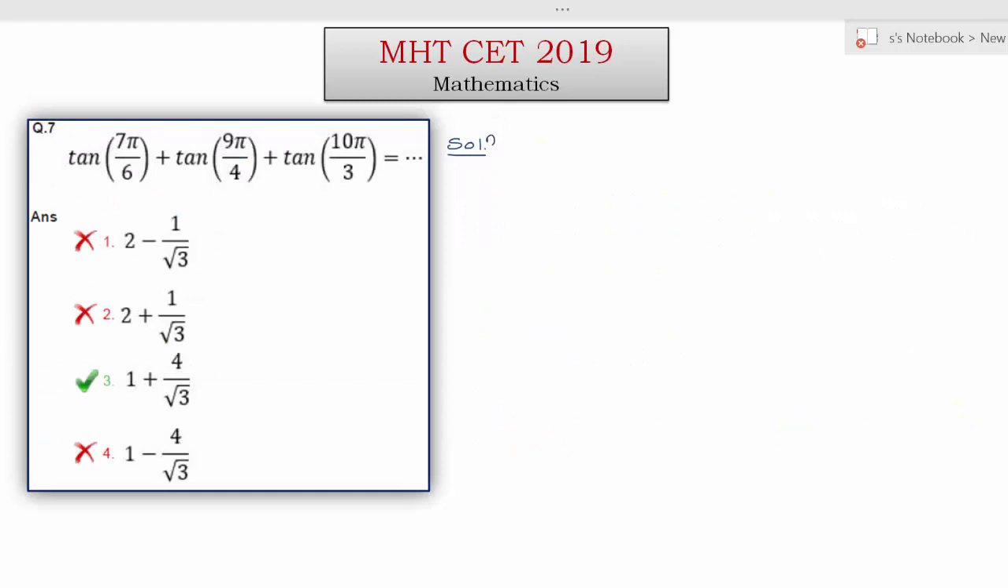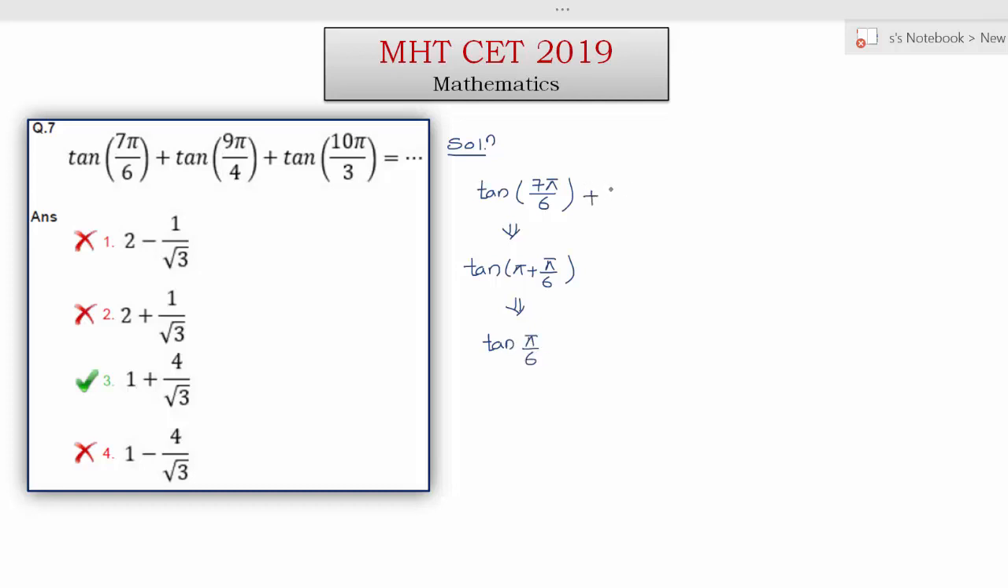Let's come to question 7, students. Tan of 7 pi by 6 plus tan of 9 pi by 4 plus tan of 10 pi by 3 is how much? So let's start solving. Tan of 7 pi by 6, we can write this as tan of pi plus pi by 6, right? Now tan of pi plus pi by 6 is in the third quadrant. In the third quadrant tan is positive, so we get just tan of pi by 6.